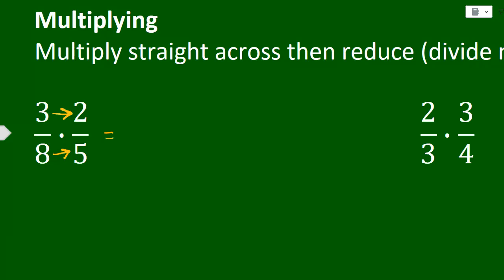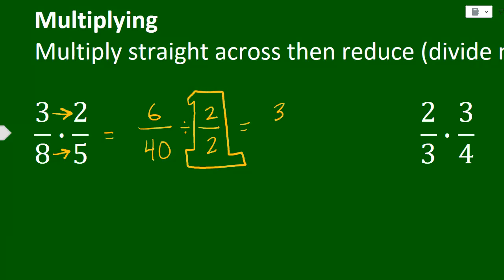So 3 times 2 is 6. 8 times 5 is 40. And then all you have to do is reduce 6 and 40. So you got to divide the numerator and the denominator by the same number, so something over itself. And the quickest way to do that is to use the greatest common factor. So the greatest common factor of 6 and 40, really the only common factor other than 1, is 2. So dividing by 2 over 2, which again is just like dividing by 1.